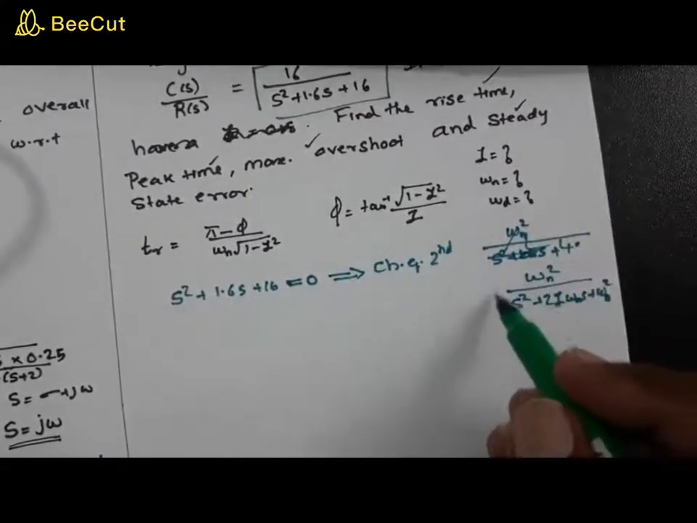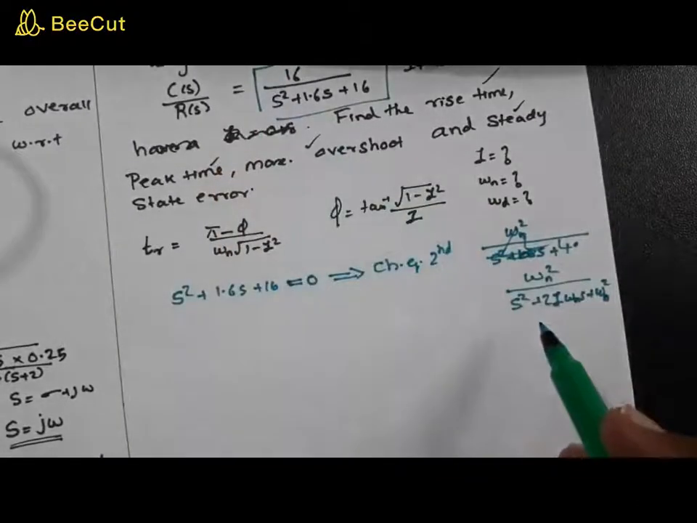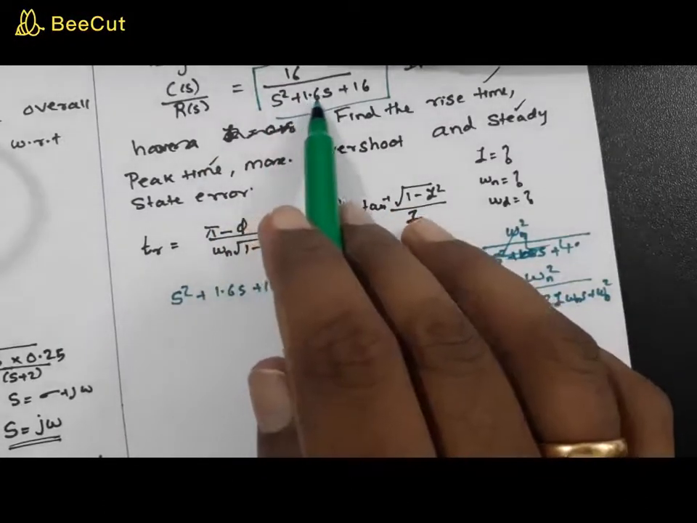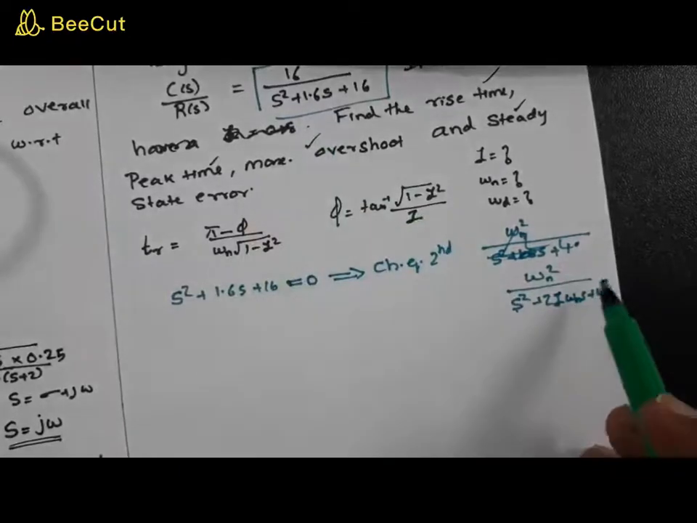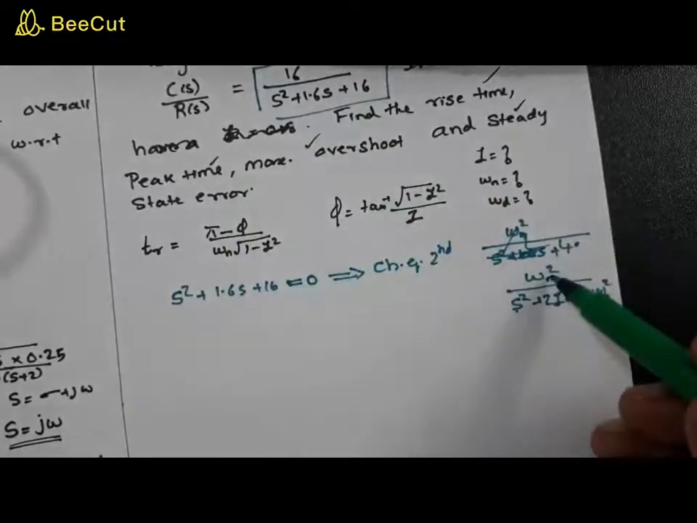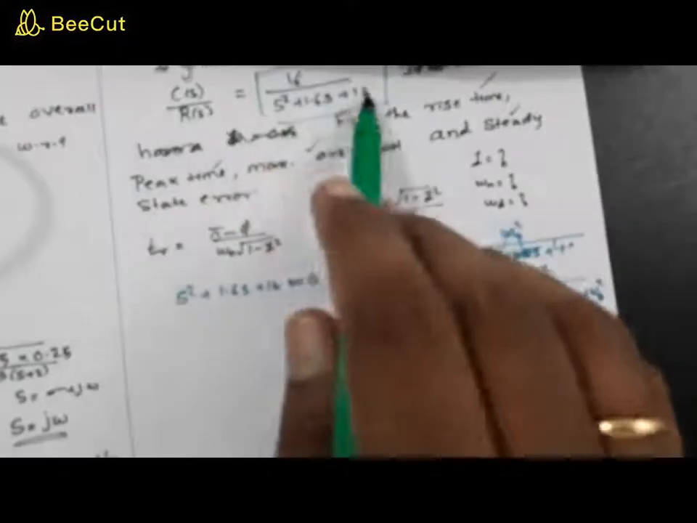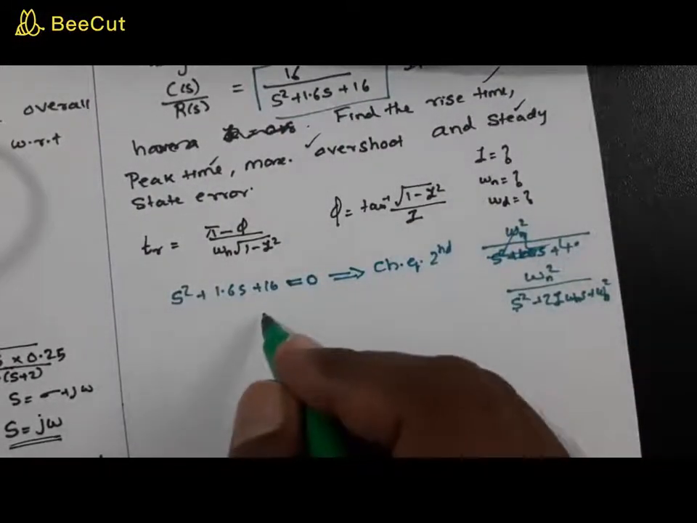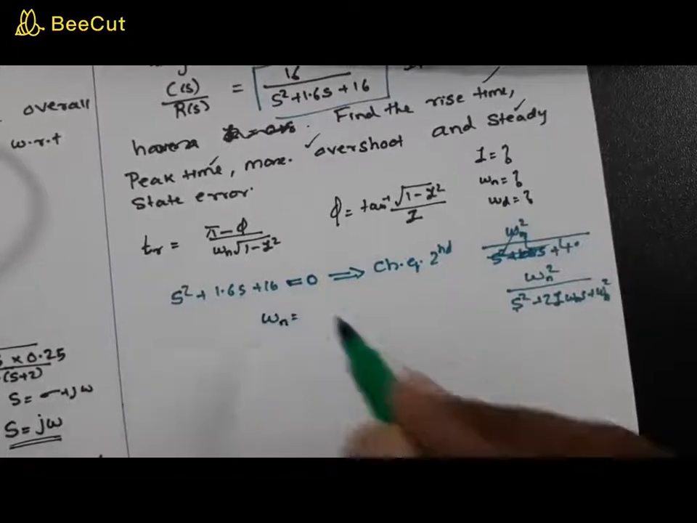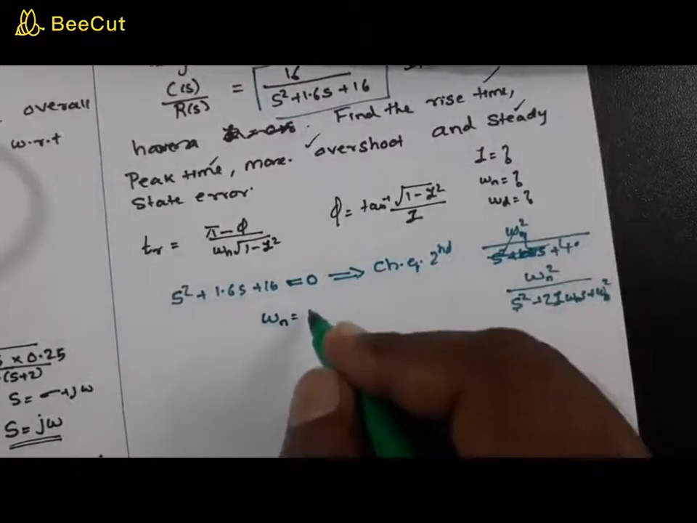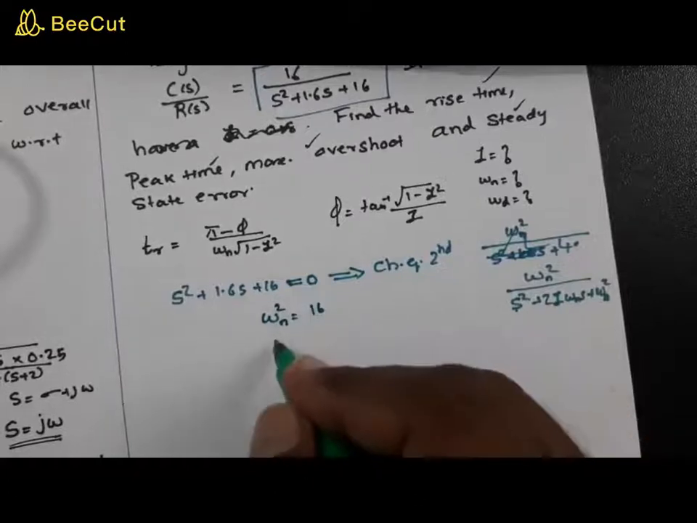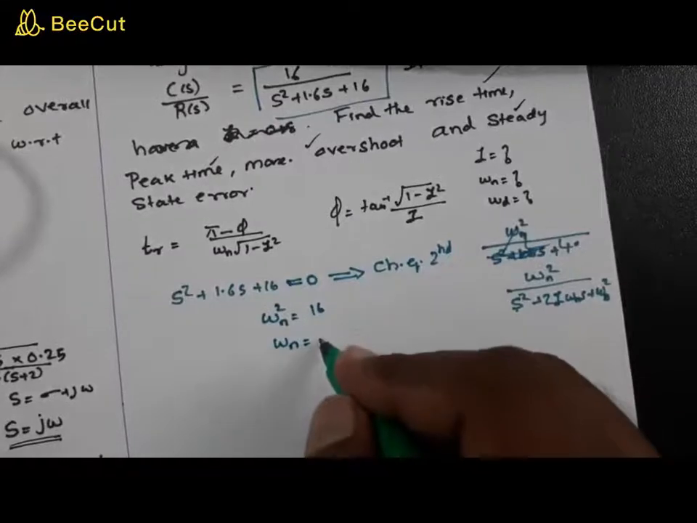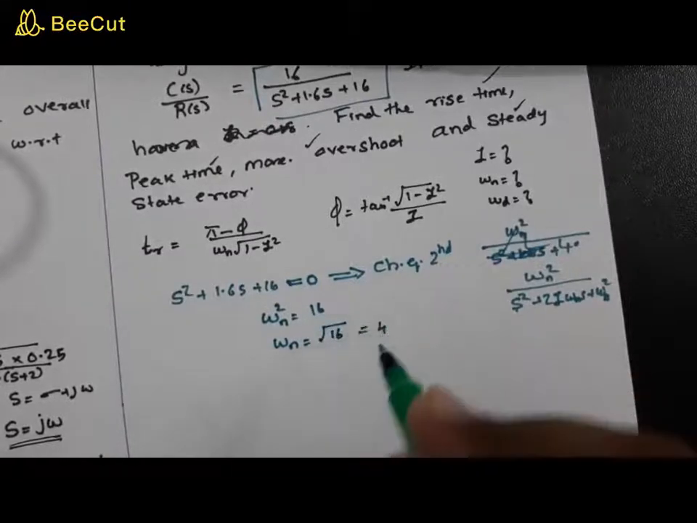Now comparing this general transfer function with the given one, you know that in s square plus 2 theta omega n s, 2 theta omega n is given as 1.6. Omega n square is 16. In the numerator also you can find omega n square, so both are the same. From this you will be able to get omega n. Omega n square is 16, or omega n is equal to root of 16, which is equal to 4, right?